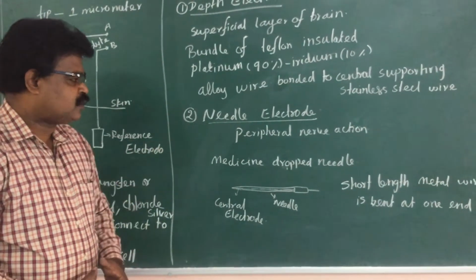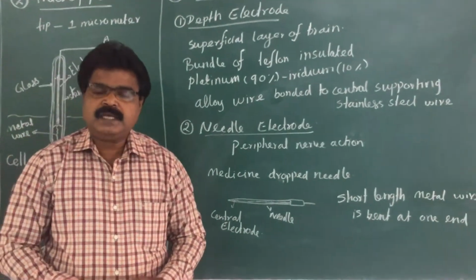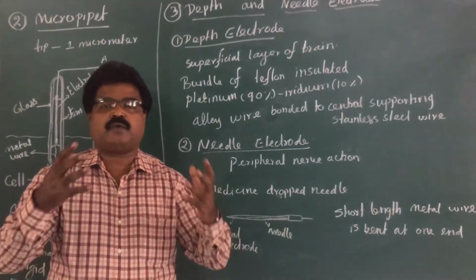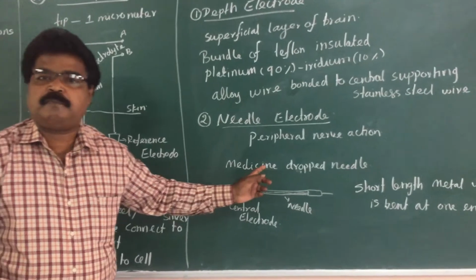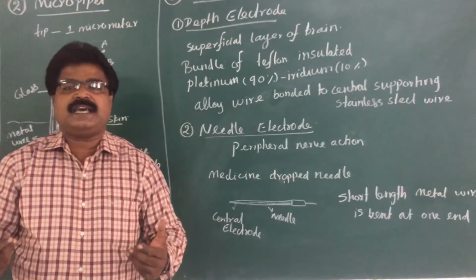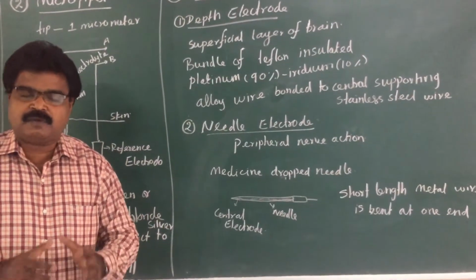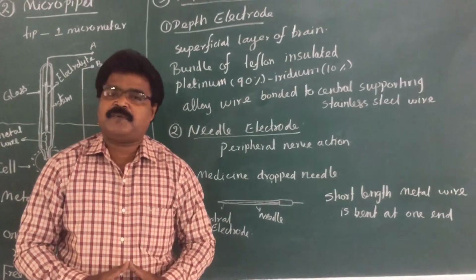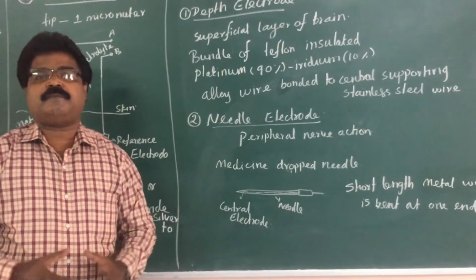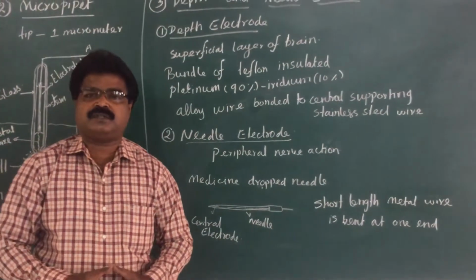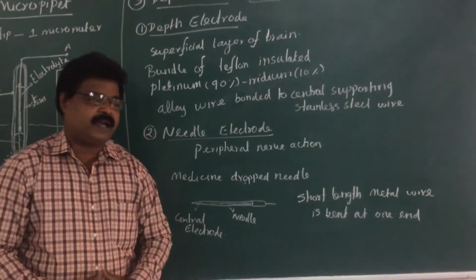Next one is the needle electrode. It is used to pick up the signal from a superficial or localized area of nerve. Normally it is used to pick up peripheral nerve action. So what is a peripheral nerve? Nerves other than the central nervous system, that means nerves other than the brain and spinal cord. All such nerves are called peripheral nerves. It is used to pick up the signal from peripheral nerve action.